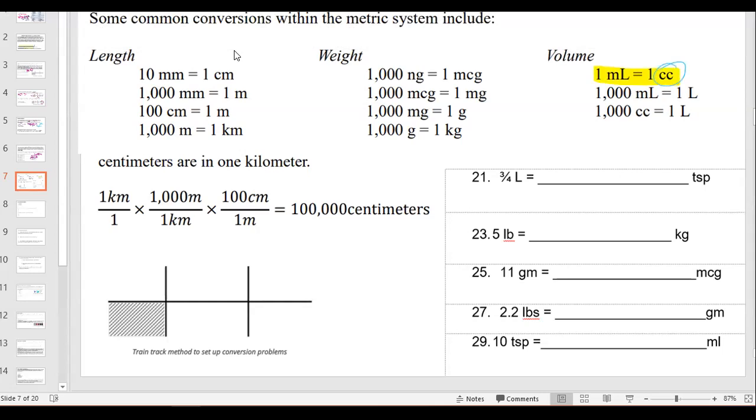CC just stands for cubic centimeter, okay? A cubic centimeter is just a little cube. 1 ml fits in a cubic centimeter, okay? So therefore, 1 ml equals 1 cc. So whenever you see cc's, it's just 1 ml.